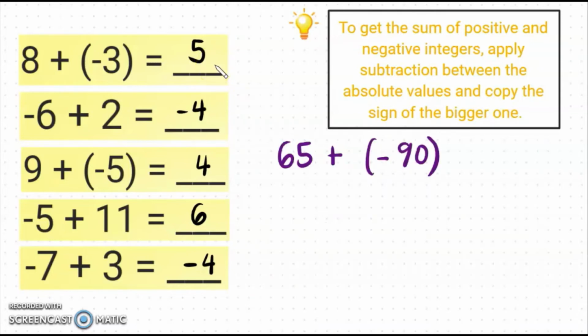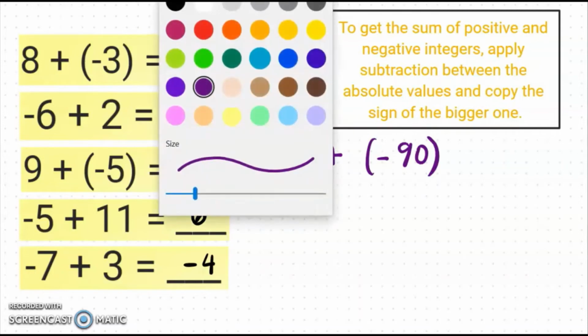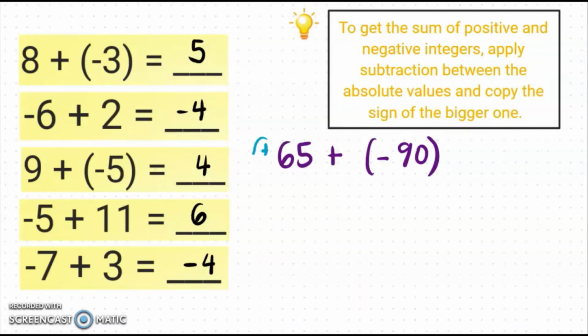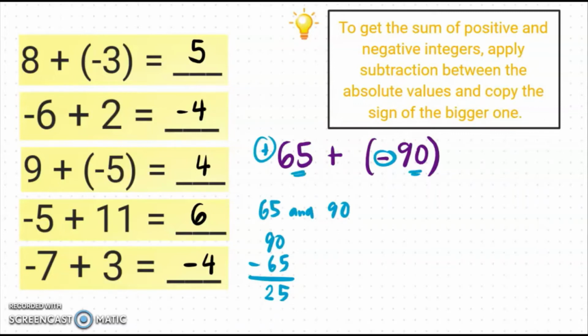Another example, we have 65 plus a negative 90. So again, 65 is positive, right? And 90 is negative. So we are adding different signed integers. So we get the absolute values, 65 and 90, and get the difference between the two. So 90, the bigger one, minus 65 is equal to 25. Now, what is the sign of this 25? So let's go back to the given. So the 90 is the one bigger than 65, right? If we talk about their absolute values. And the sign of 90 here is negative. So our final answer is negative.